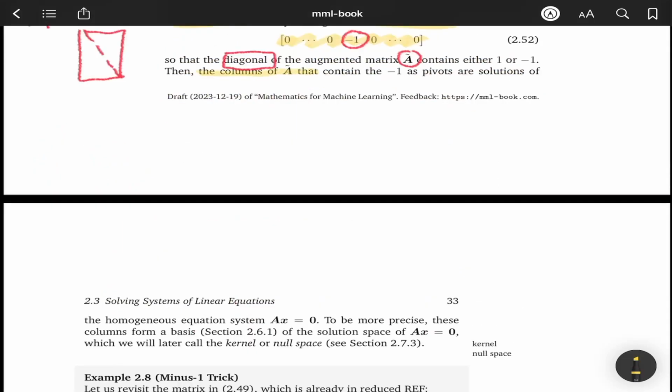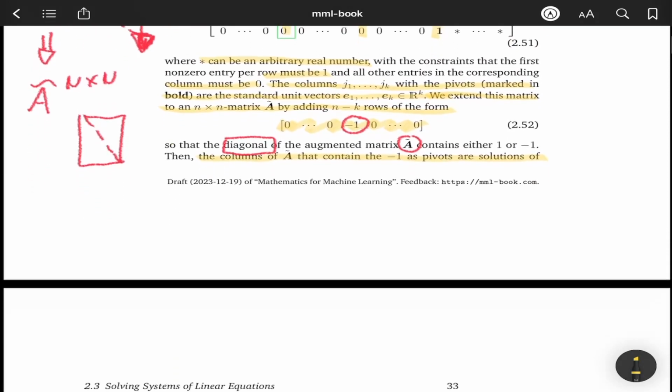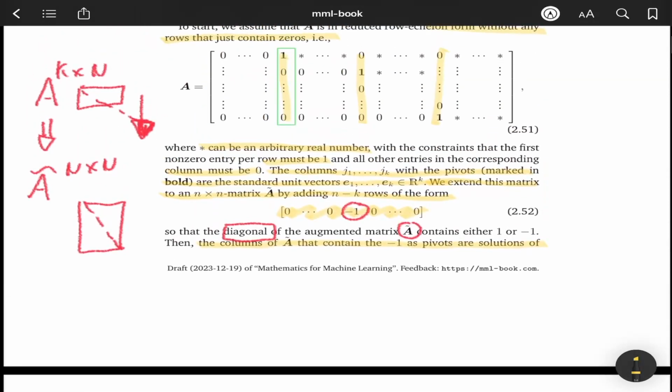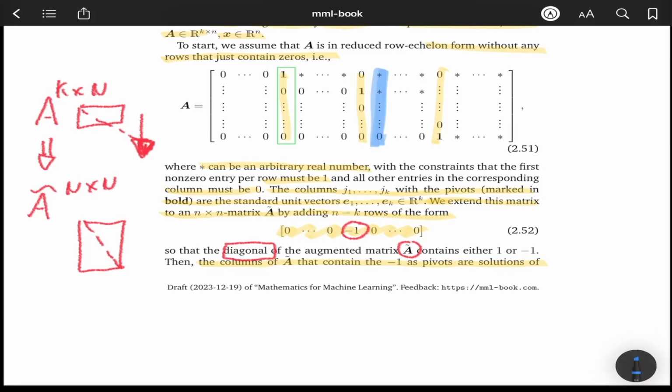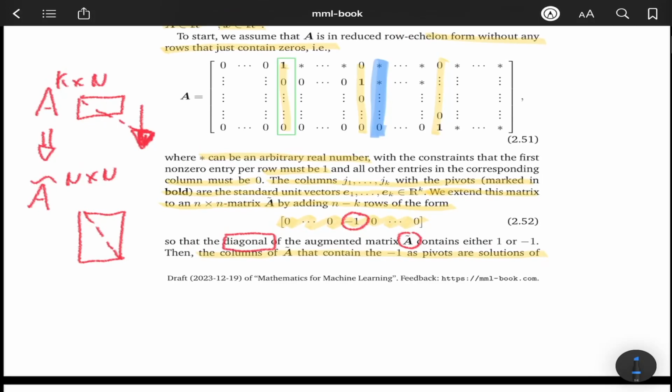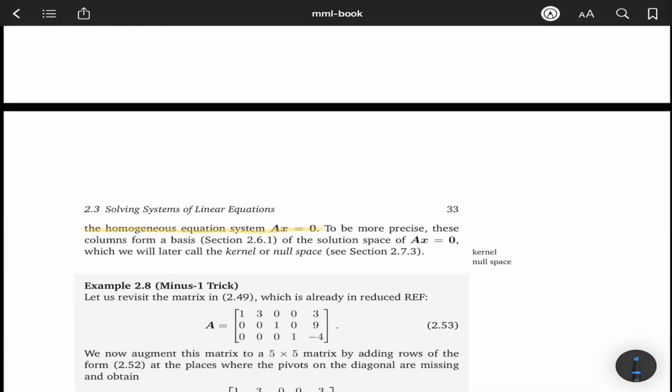The columns of A hat that contain the -1 as pivots are solutions of the homogeneous equation system Ax equals 0. Okay, so the columns. I'm not sure if I understand this correctly. So we have these columns. So let's say this is a column where it has a -1 in the pivot. And this one has to be a solution to the equation Ax equals 0. So it is Ax, not A hat.